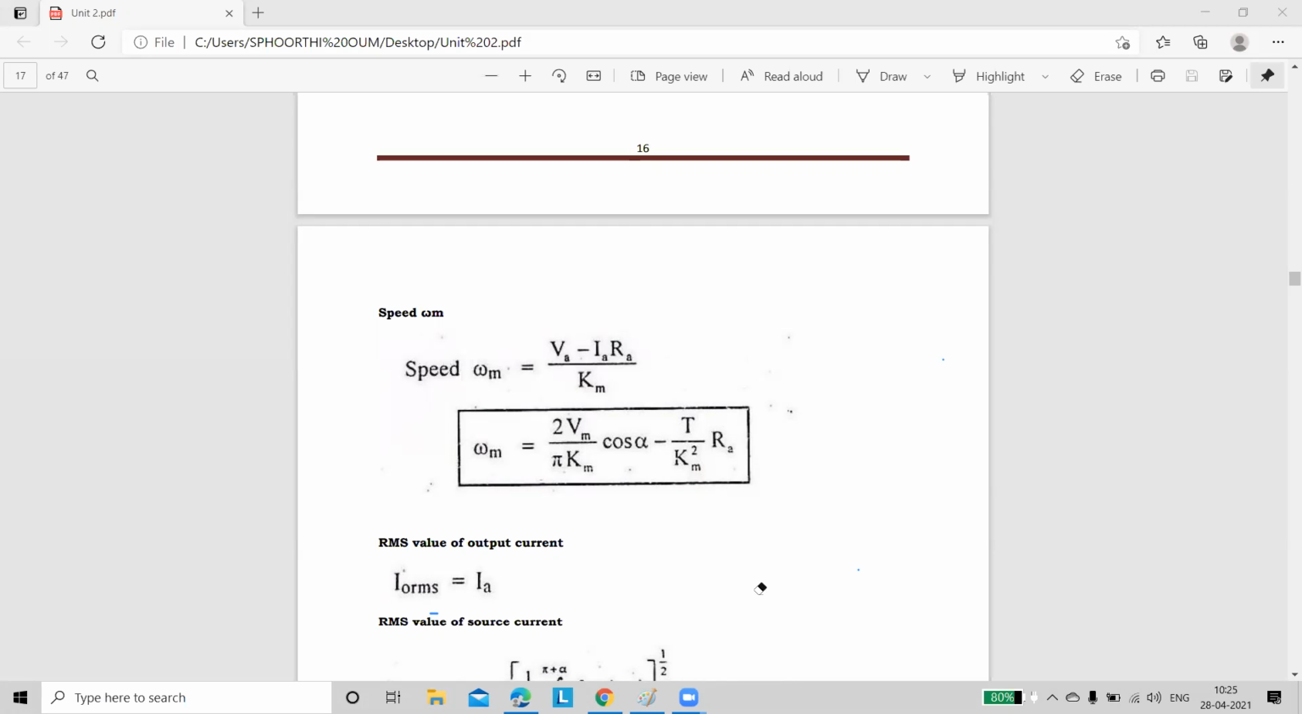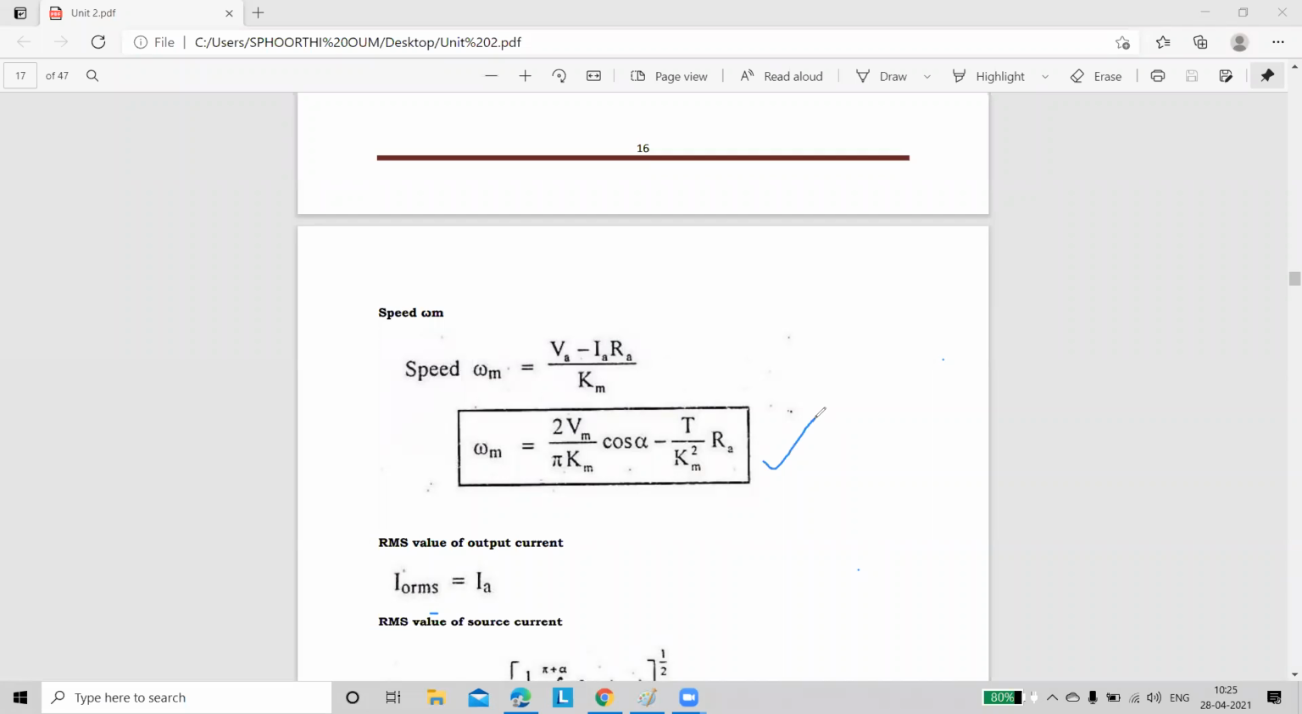My question is clear to you? No, ma'am. Okay, again I am saying very slowly. Just see the expression. It is the expression for speed. Is it right?